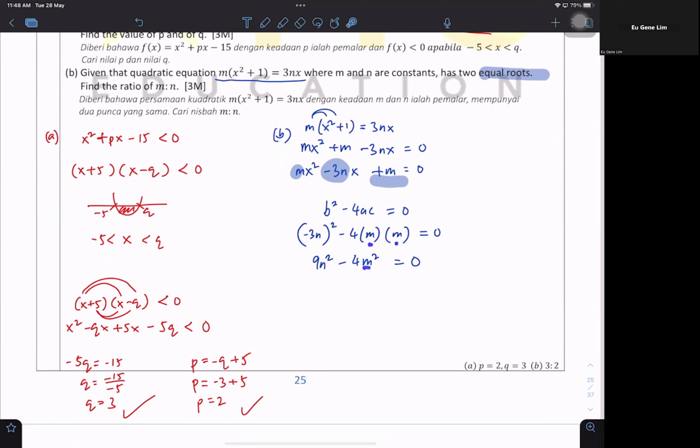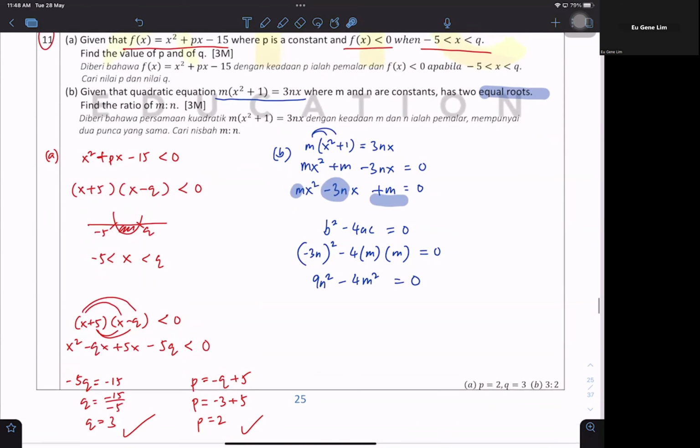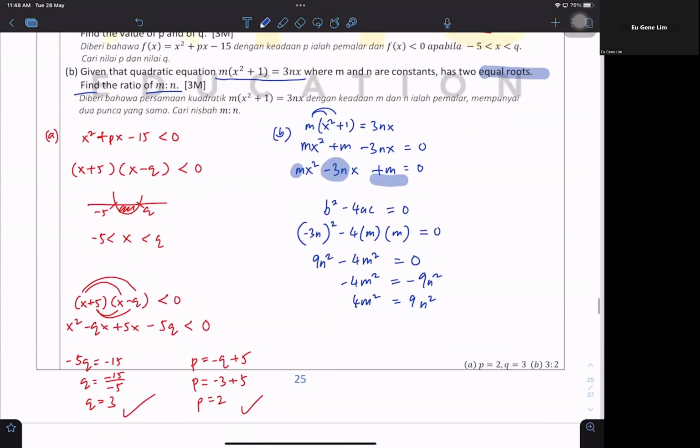Okay, m times m squared. Very good. But what is the question asking now? Find the ratio m to n. Oh, they want you to make it into ratio. This is how you make it into ratio. You bring the 9n squared over to the other side. Minus 9n squared. Negative, negative become positive.